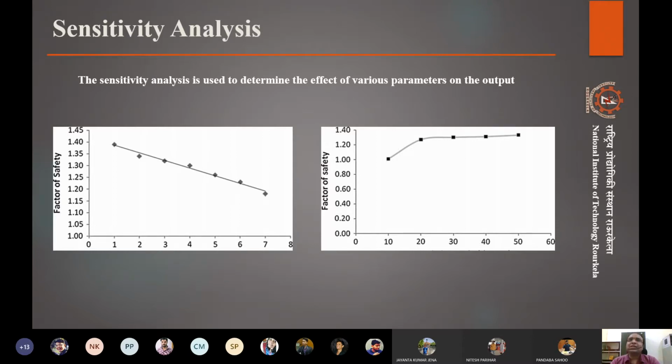Now, if we want to find out what will be the change in the strength of the rock if I change a certain parameter, like if I change maybe the moisture content of a rock, what will be the change in the strength of the rock? Let's say that is the question that comes up. So how do we decide that?